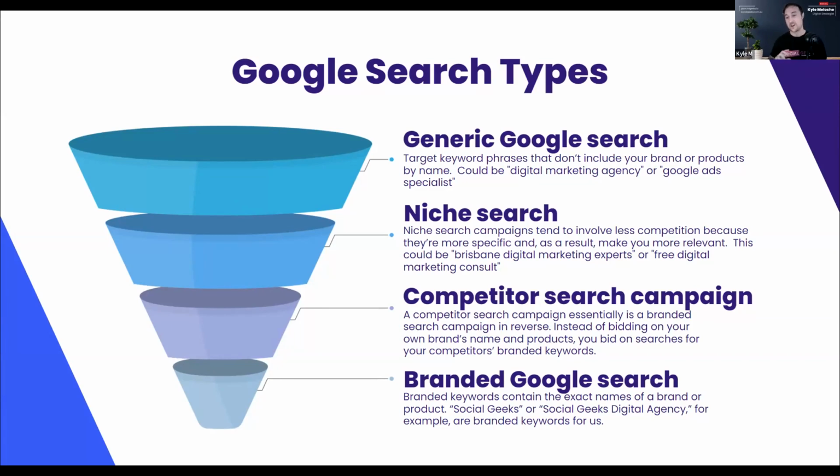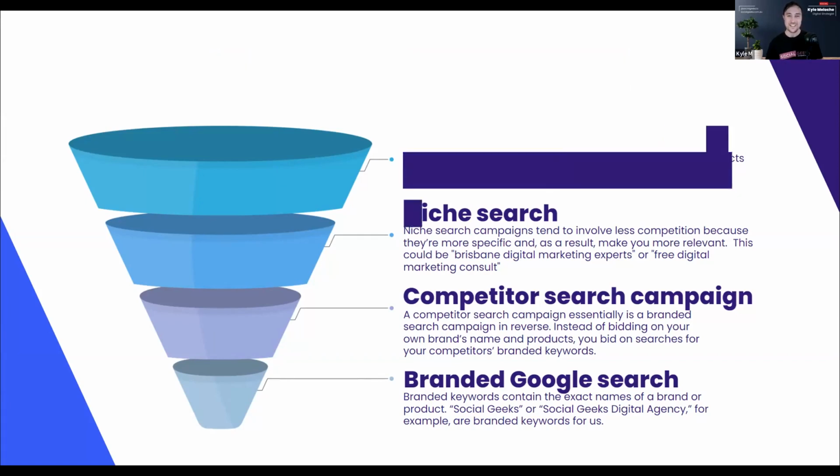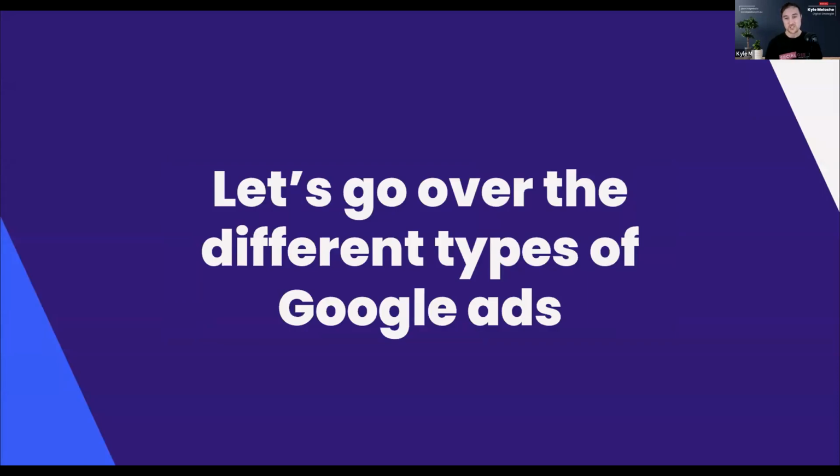And at the bottom are your brand keywords. So that's where people are actively searching for you, and you want to make sure that you come up at the top. You should come up at the top, but sometimes you might have competitors who are bidding on your keywords. I don't know who would do that. That's terrible. So those are some of the searches that we would generally look at and categorize for Google Ads.